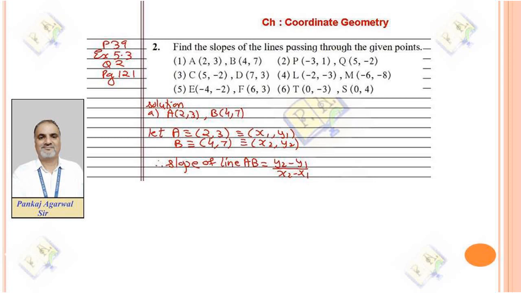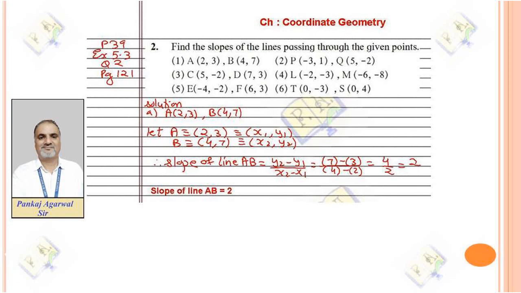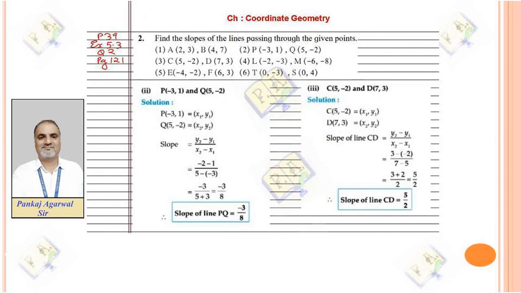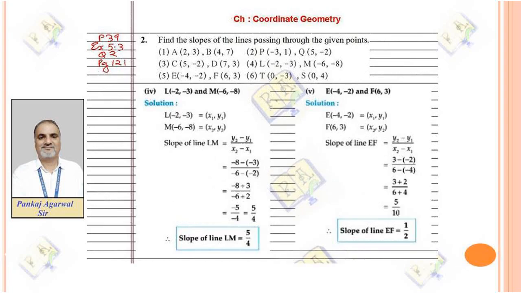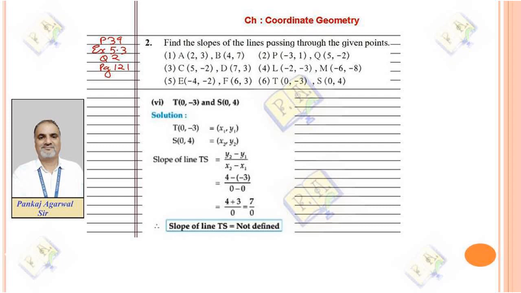We know that the slope of line AB is y2 minus y1 whole upon x2 minus x1. If we substitute, we'll get 7 minus 3 whole upon 4 minus 2. We got the answer 4 upon 2 equals 2. Therefore, slope of line AB is 2. In the same manner, we can calculate the second, third, fourth, fifth as well as sixth sub question. In the sixth sub question, you can notice that the denominator is 0. Therefore, the slope of line TS is not defined.